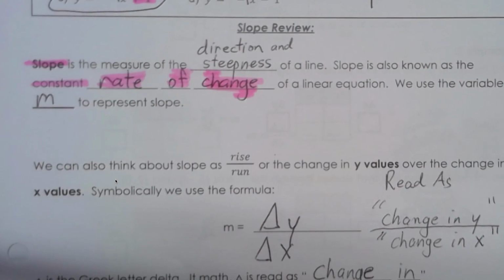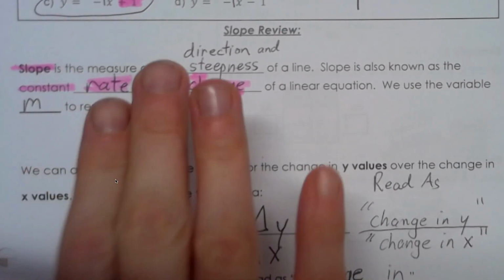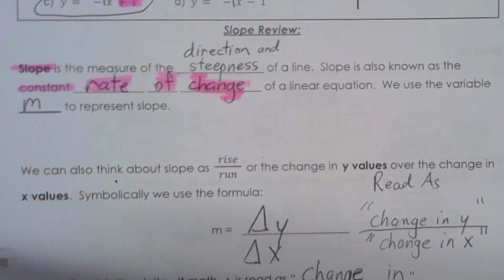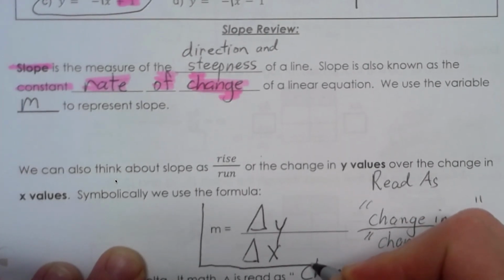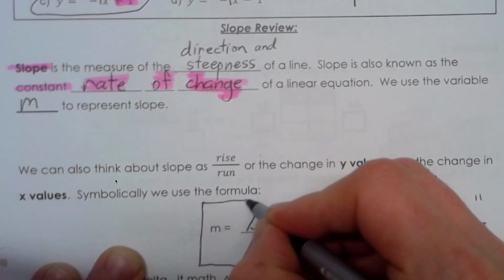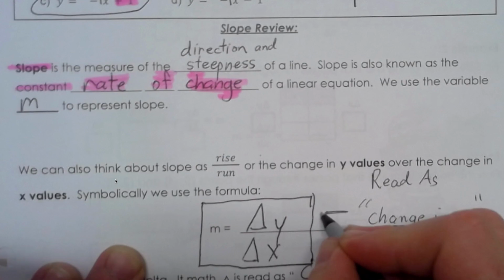We use the variable m to represent slope. Hopefully we know that by now, but if not, make sure we remember that. We can also think about slope as the rise over run or the change in the y values over the change in the x values. Symbolically, we use the formula here: m equals the change in y over the change in x.